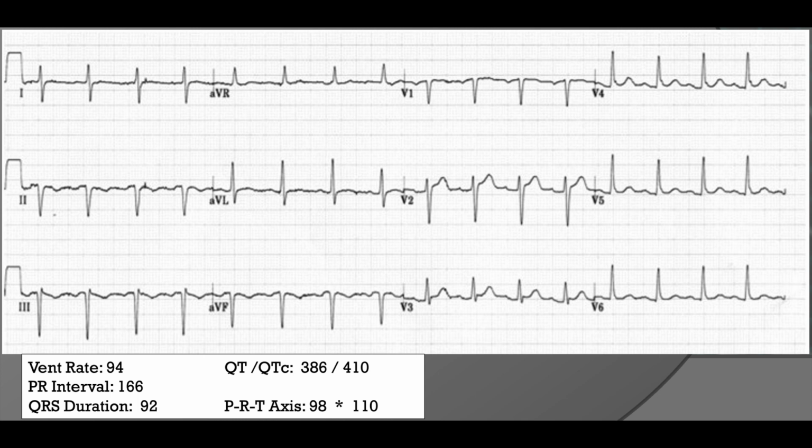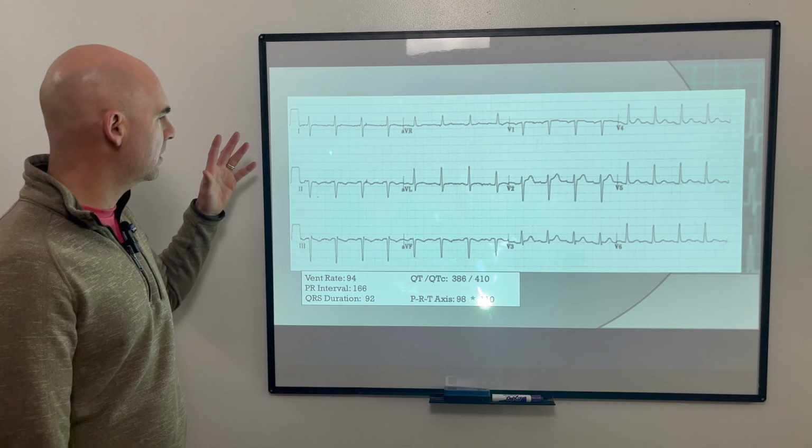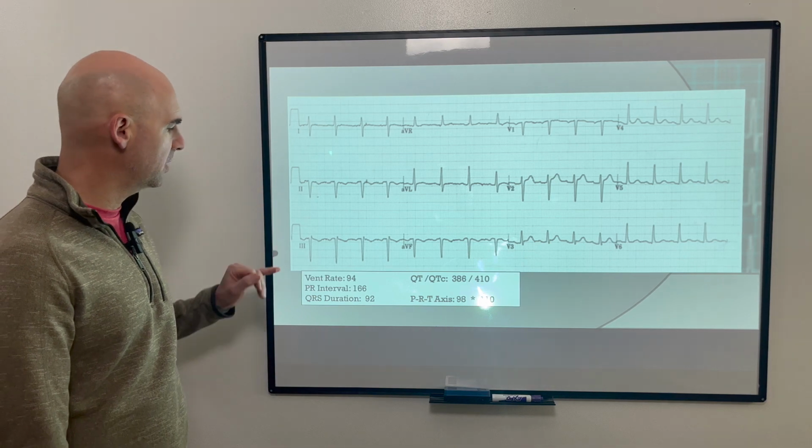And finally, for my last example here, again, I look at my rate. I got a rate of 94. I look to see if it marches out, and it does appear regular, okay? I look at my PRQ axis, and actually it's not really showing me anything here. So I need to look at my leads 1, 2, and 3, and I can see that lead 1 is primarily negative. Lead 2 and lead 3 are definitely negative.